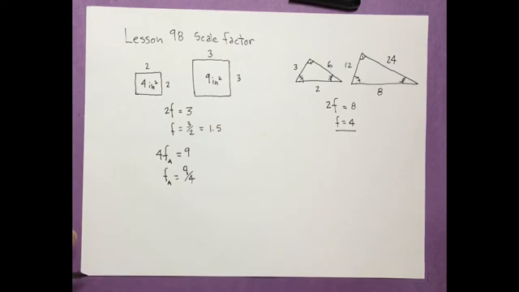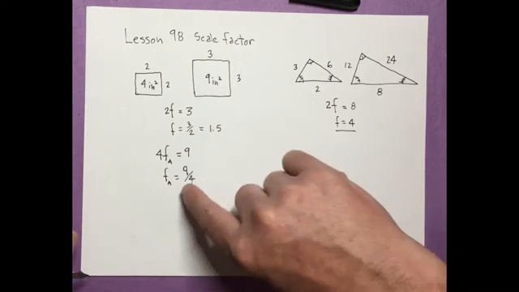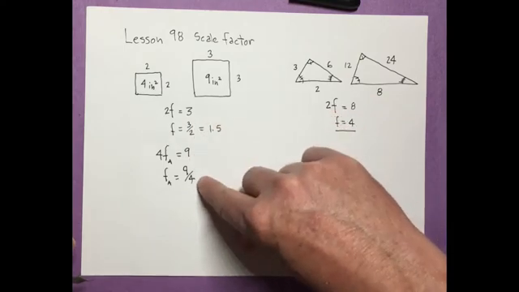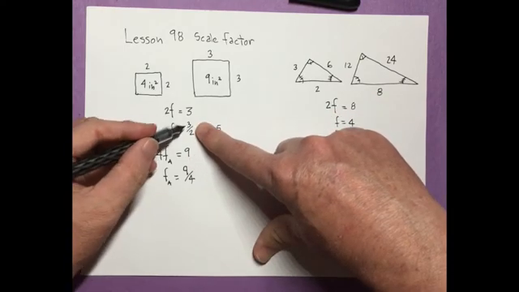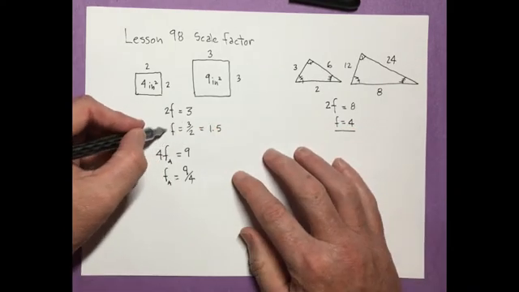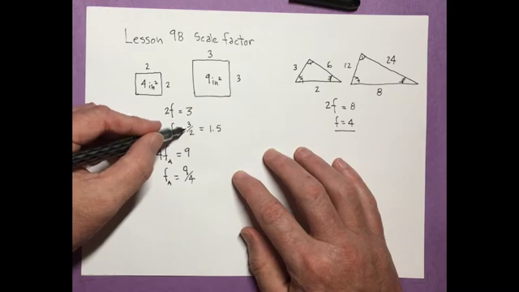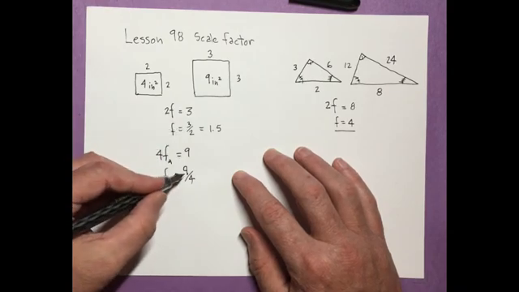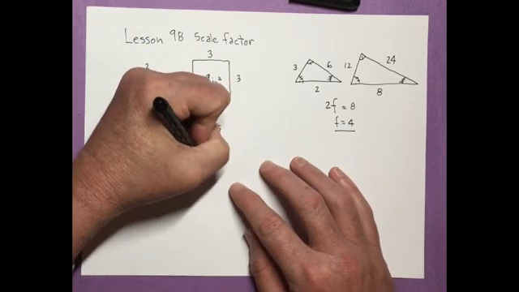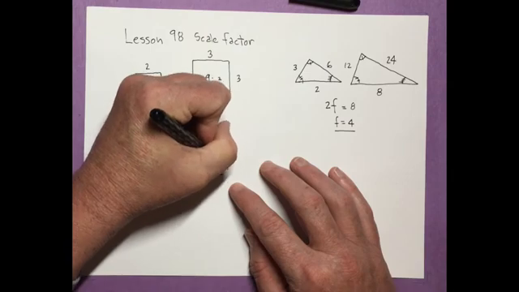Notice anything interesting? The scale factor for the area is just the square of the linear factor. 3/2 squared is 3 squared, or 9, over 2 squared, 4. So if I square the linear factor, that automatically gives me the scale factor for their areas. And in a decimal, this would be 2.25.